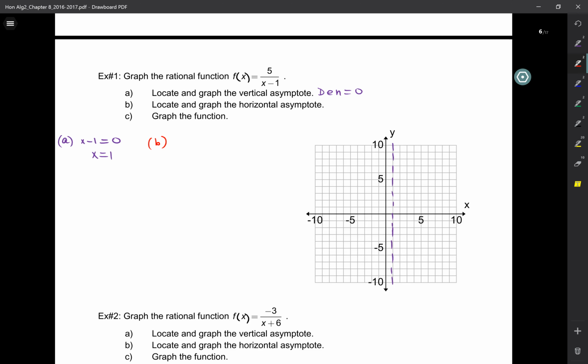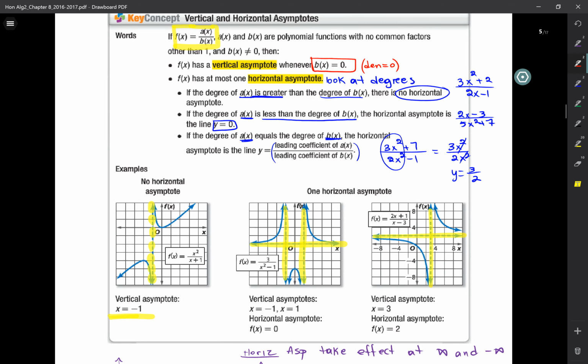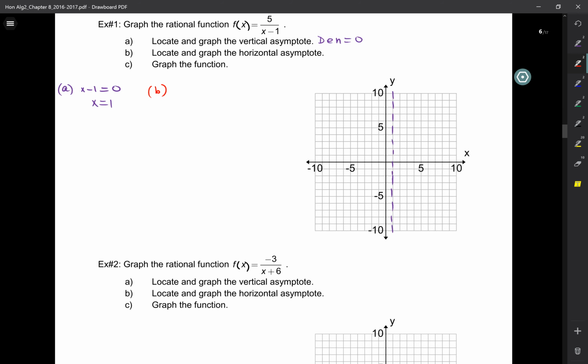What's the degree in the top? Less than that. It's 0. What's the degree in the bottom? 1. If the degree in the bottom is higher, what's the horizontal asymptote? If the degree in the bottom is higher, then it equals 0. So if the degree of the numerator is less, then it's 0. So it's y equals 0.